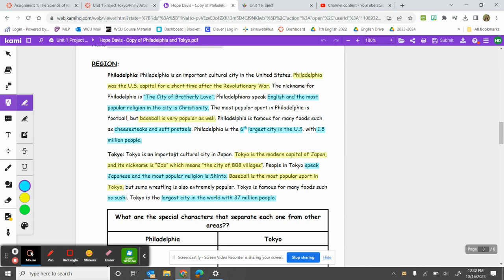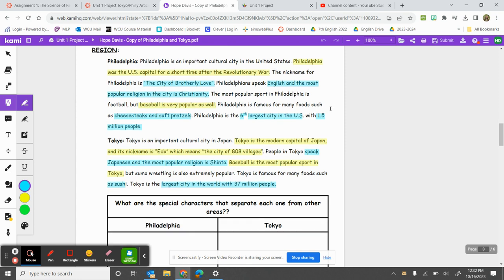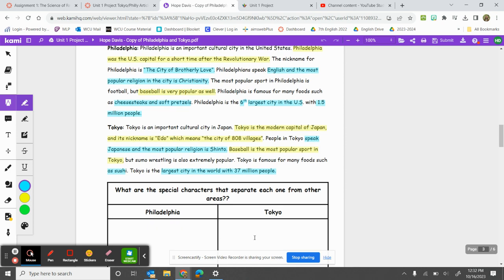So I'm not going to read through all of this, but I did highlight in yellow similarities and in blue differences. From there, you're going to go ahead and take notes. So, for example, if I'm thinking about what are the special characteristics that separate each one from the other areas, I can say that they both have nicknames. That's a similarity. But what's different about the nicknames is that the city of brotherly love is Philadelphia's nickname, and the city of 808 villages is Japan's nickname. So they both have nicknames, but they're both separate nicknames.